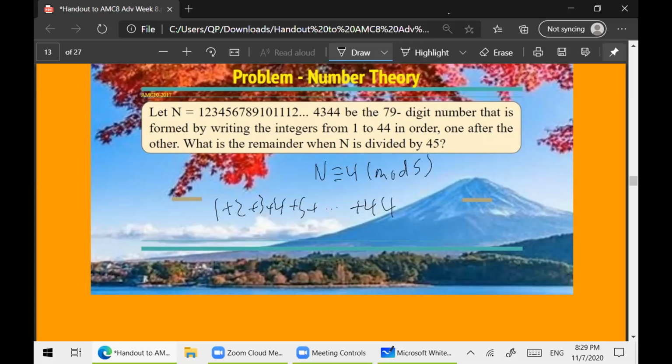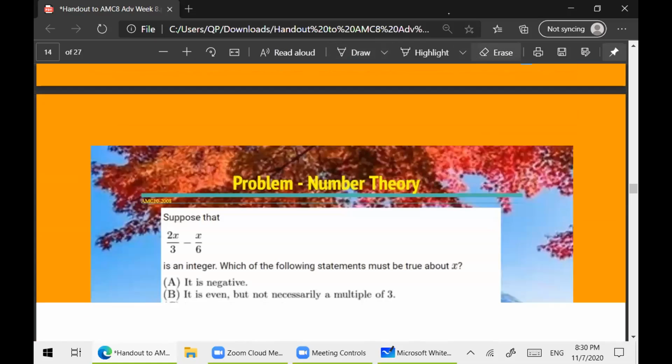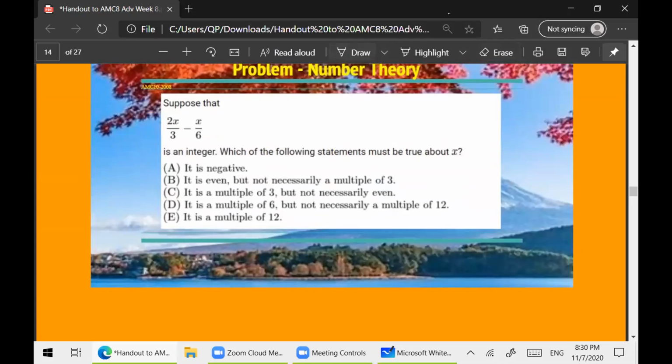And this is true because any number is congruent to the sum of its digits, mod 9. And so this is 44 times 45 over 2, which is 0 mod 9. So by the Chinese remainder theorem, there's only one possible value, and in this case, it would be 9 mod 45.